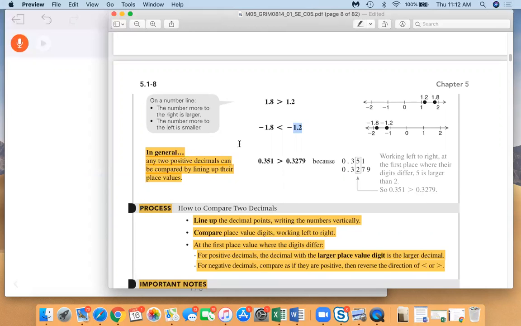So in this case, on this one though, we have 0.351 and 0.3279. What you do here is you line up the decimal and then write out the numbers and you start comparing left to right. The 3's are the same, and then we come here and the 5 is bigger than the 2, so that means that 0.351 is bigger than 0.3279.